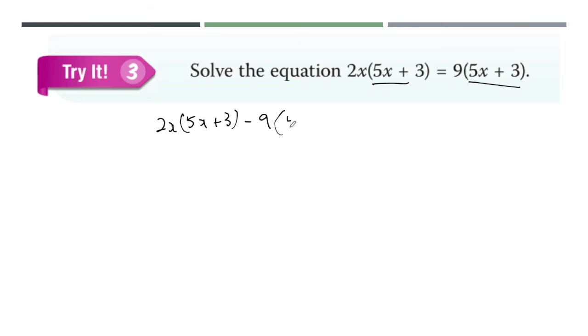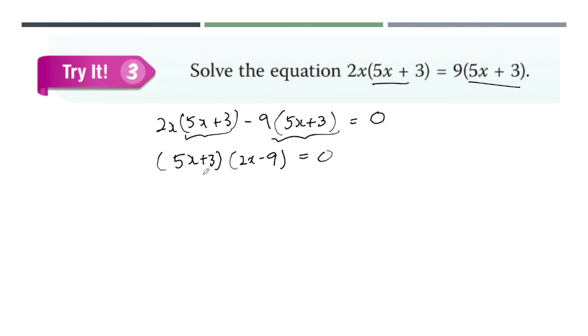So I'm going to shift the term over first. Always make sure that one side is equal to 0. Now this is the common term. This looks a bit like factorization by grouping, except that you have already come to this stage. You can now factorize out this 5x plus 3, and then you are left with 2x minus 9.